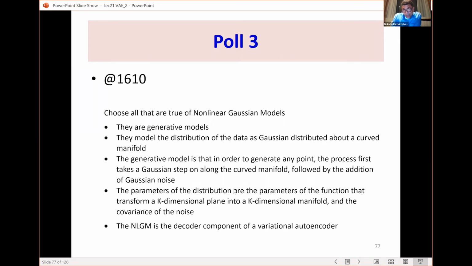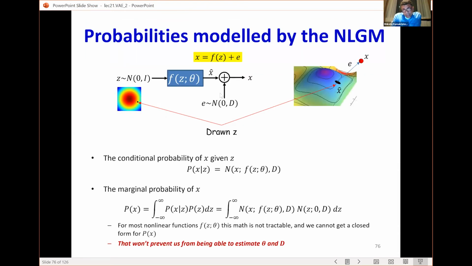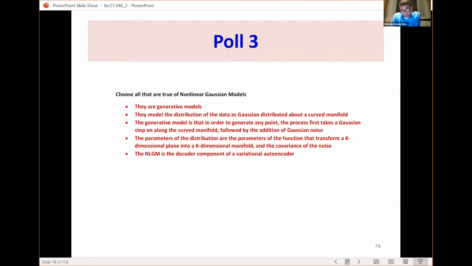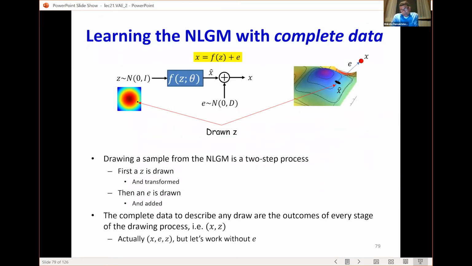The fourth one, the parameters of the Gaussian are simply the parameters of the function that transform the k-dimensional plane, the k-dimensional manifold, and the covariance of the noise. This is true. And so basically the parameters are theta and d, right? The last one, I haven't introduced the concept, but trust me, it's true. So how do I learn this model?